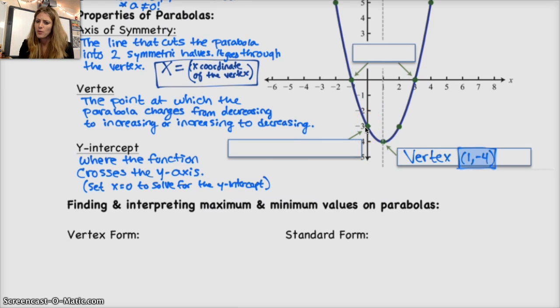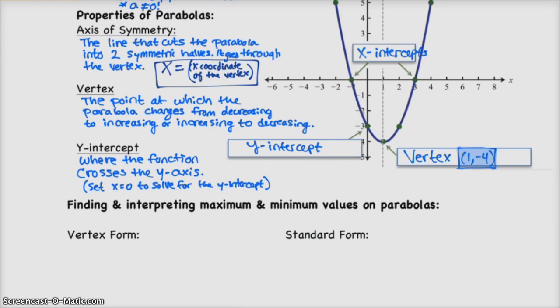I'm not quite sure why I didn't include it, but the x-intercepts are obviously where it crosses the x-axis. How to find that, we'll talk about later, but basically you set y equal to 0 and then solve for x, but that's a little more complicated.